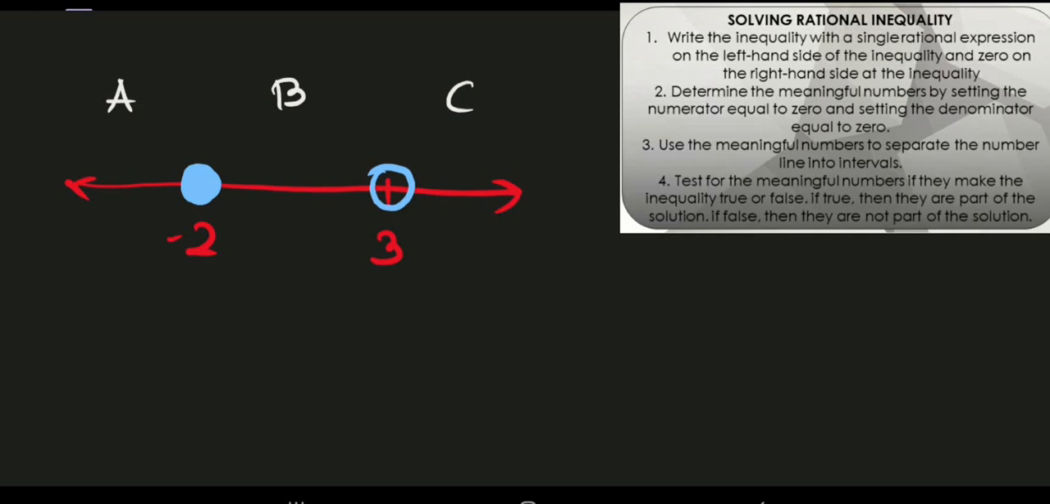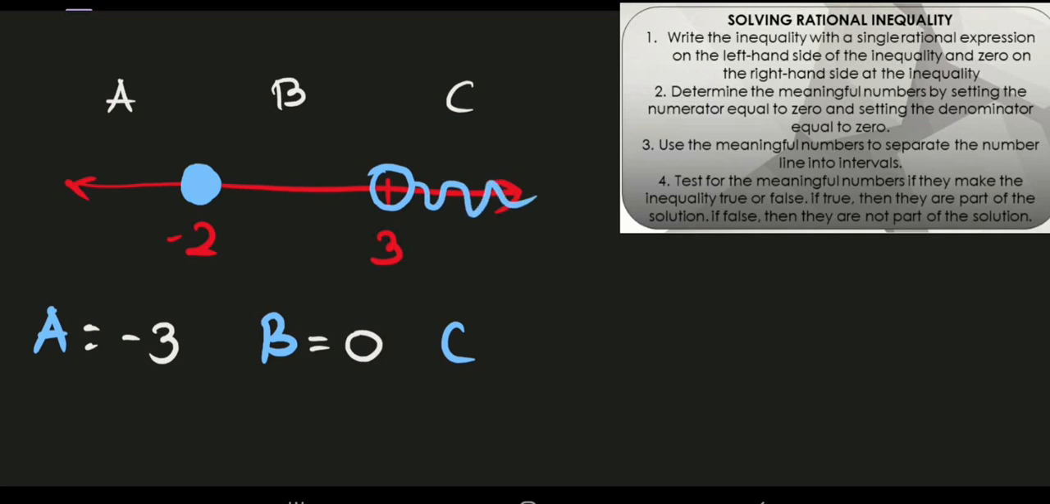Okay, so let's say for interval letter A, we have this given set of values. Let's try to pick any value under that interval. So let's try to use -4 or -3. And then next for interval letter B, let's try to pick any number or value. So I think let's try to use 0 for this interval. And then for interval letter C, we have this given set of values. I think let's try to use +4.